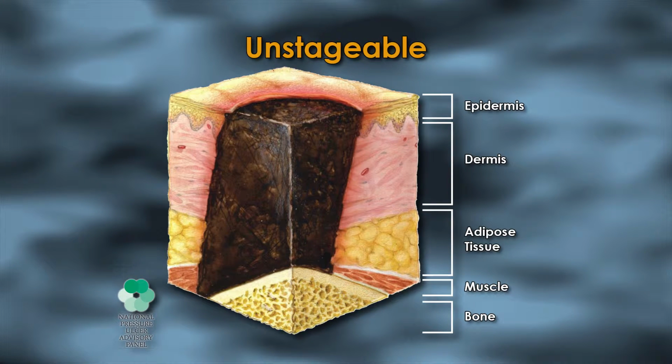There's also one that's called an unstageable, and that is where there's eschar or slough, or a big scab for lay people, covering the surface of the wound, and we can't see what's underneath that wound. So we call those an unstageable.